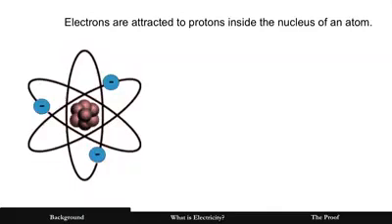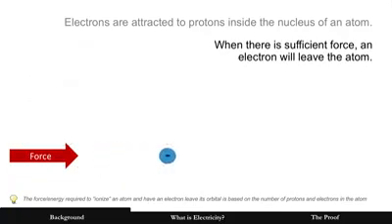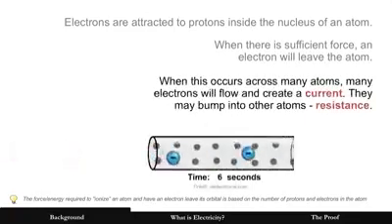Electrons are attracted to protons that you see there in the nucleus of the atom. And when there is a force, or sufficient force, the electron can leave the atom. Now, when this occurs across many atoms, electrons are going to flow and create what's called a current. Now, they might bump into other atoms, and that is known as resistance.